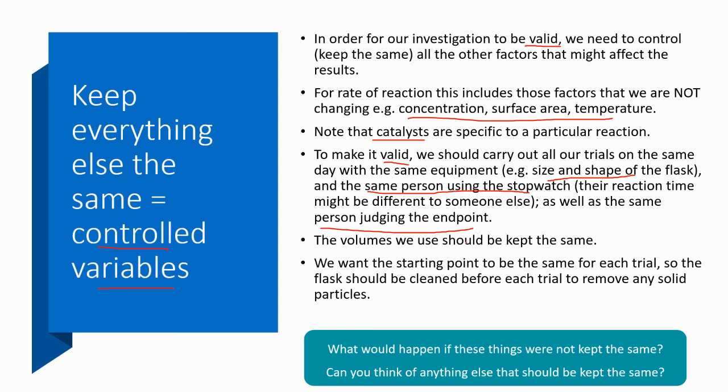The volumes we use should be kept the same, and we want to use measuring cylinders, and we want to specify what size measuring cylinder we're going to use, and that we're going to avoid parallax error by looking at it at eye level and from the bottom of the meniscus. We want the starting point to be the same for each trial, so the flask should be cleaned before each trial to remove any solid particles. What would happen if these things were not kept the same? Can you think of anything else that should be kept the same?